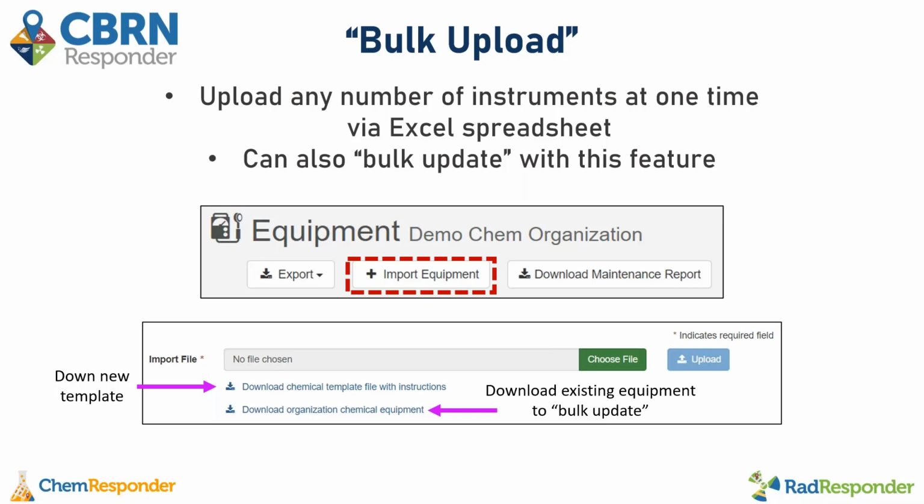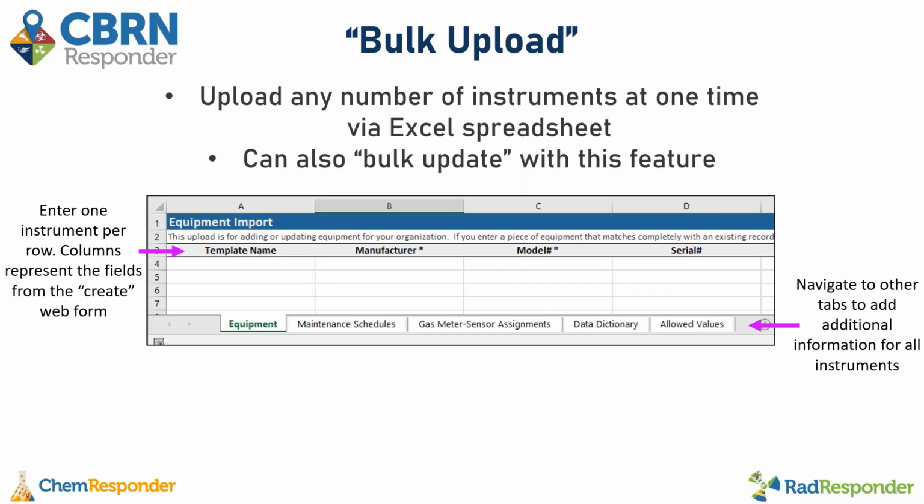So again, this is where you would do the bulk updating of your existing instrumentation. To talk a little bit more about that Excel sheet, this is what it looks like. You can see that each row represents one instrument. The different columns represent the fields we saw from the create web form earlier. Also note that the tabs at the bottom allow you to navigate to other sheets in the Excel workbook so that we can add additional information for all of our instruments.